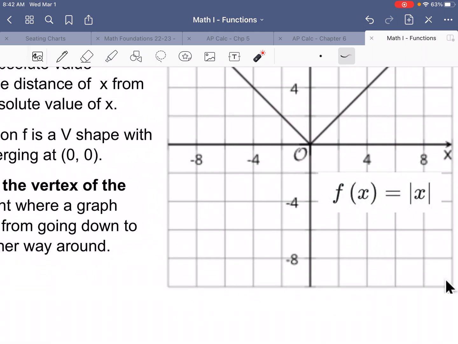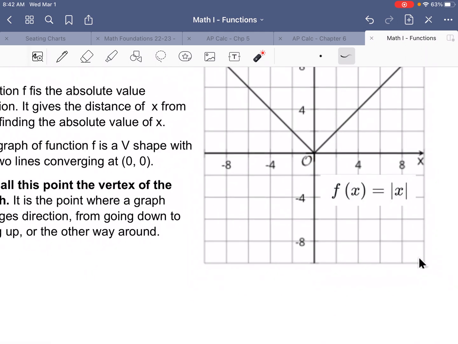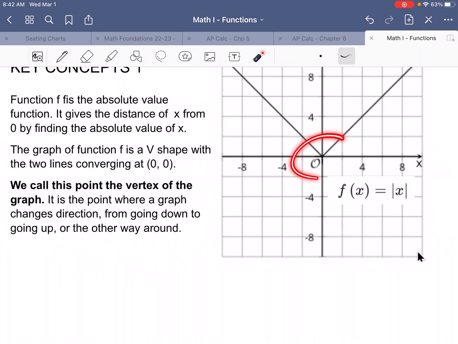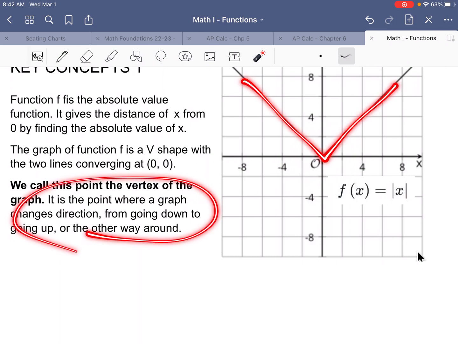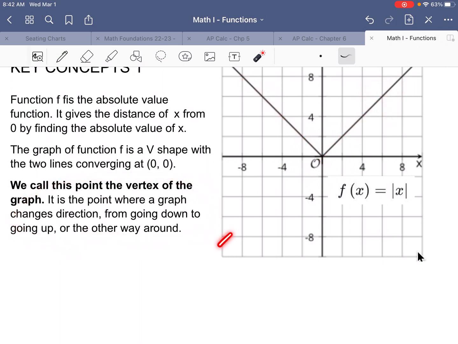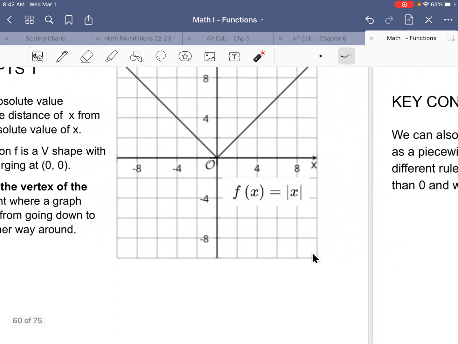How far away from 0 is 0? Well, it's 0. This point right here we call the vertex of the graph. It's the point where a graph changes direction from going down to going up, or the other way around. It could be going up and then down as well, if there was a negative in front.